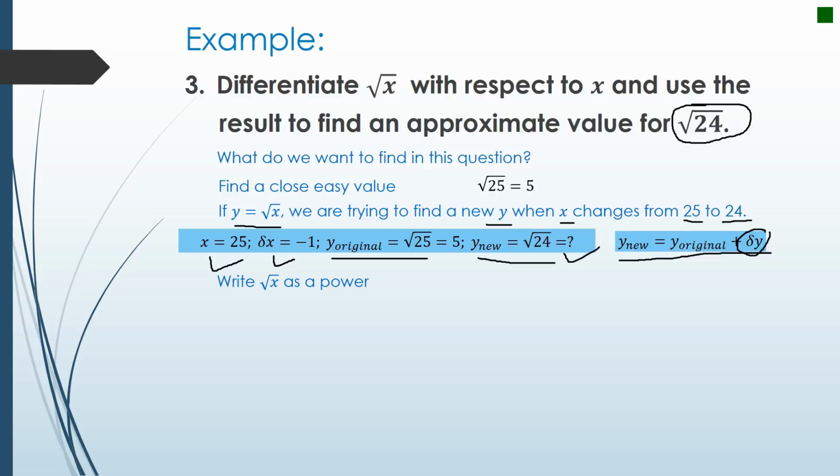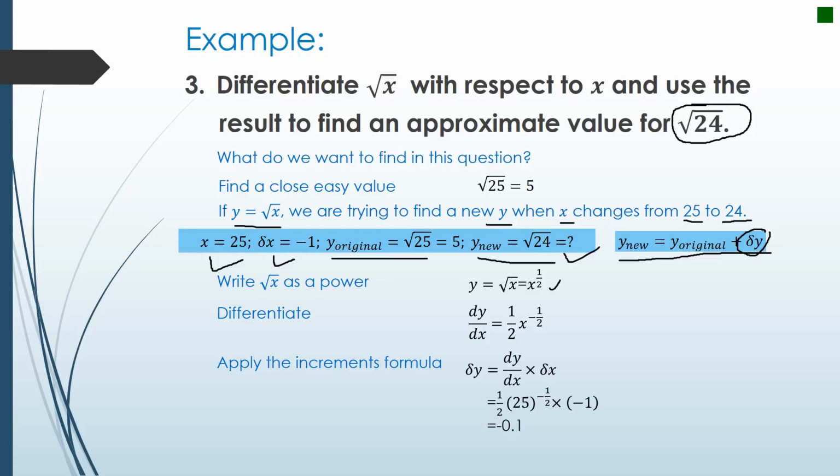First of all, we write square root of x as a power. So we have y equals x to the power of 1 over 2. Then we differentiate y with respect to x. So with that, we have dy/dx. And now we can apply the increments formula. We substitute dy/dx and also delta x in the increments formula. So we can see that the delta y is negative 0.1.